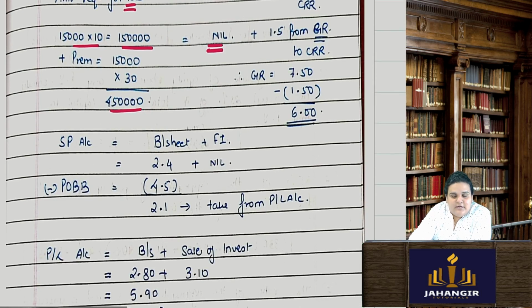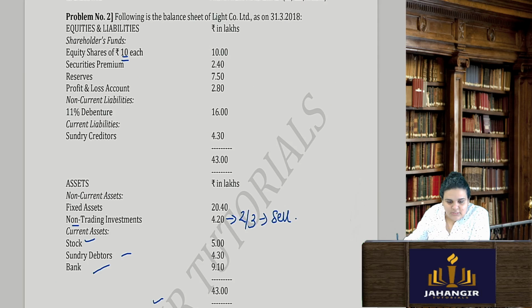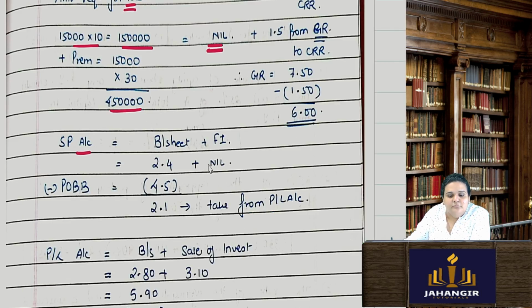First I will just treat my securities premium. Securities premium: balance sheet plus fresh issue. Balance sheet securities premium is 2.4, plus fresh issue, which is nil. Premium on buyback I require 4.5. That means 2.1 is yet to be removed from somewhere. From where will I take it?